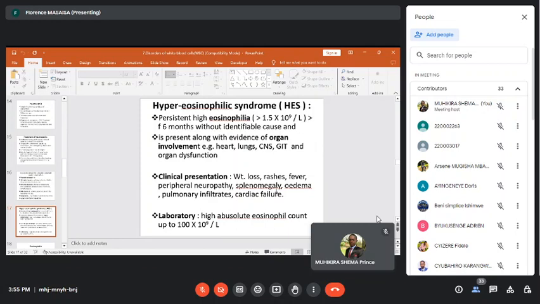Clinical manifestations described include rashes, fever. They may present with peripheral neuropathy, but when you go to the laboratory, you find that the eosinophil count is extremely high. You see a count of hundreds, so it's a really very high eosinophilia.